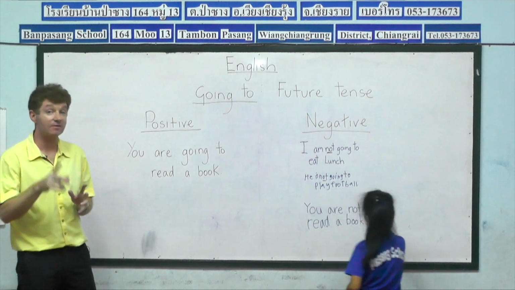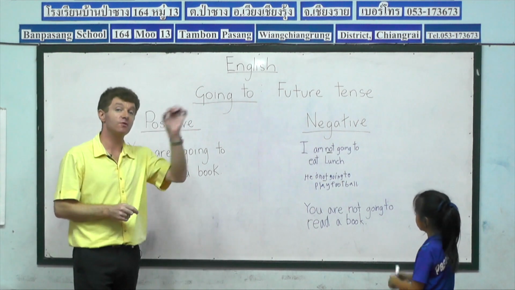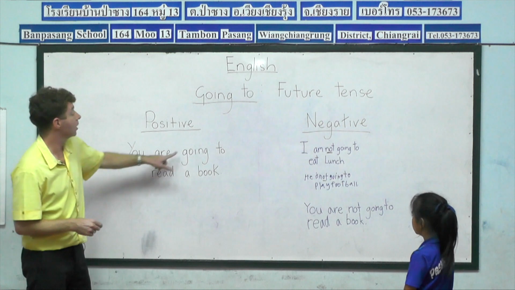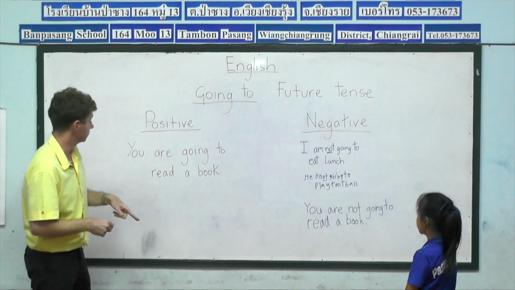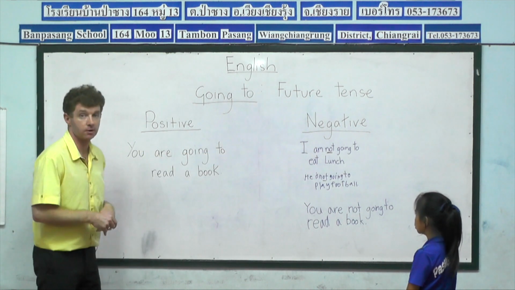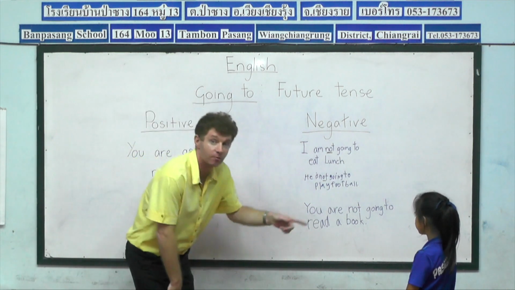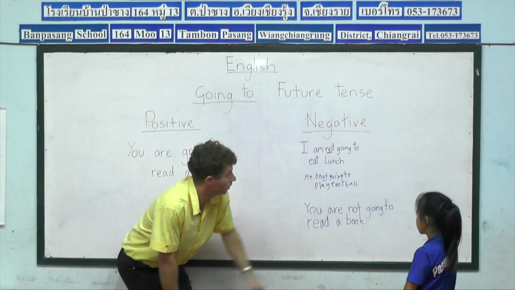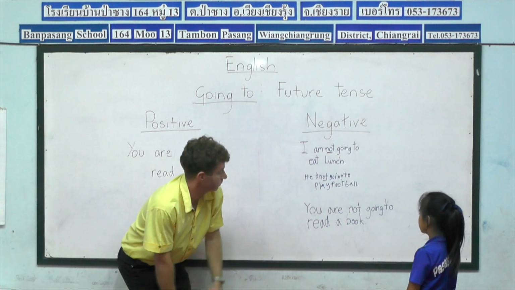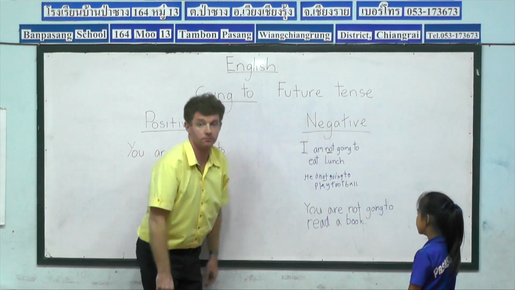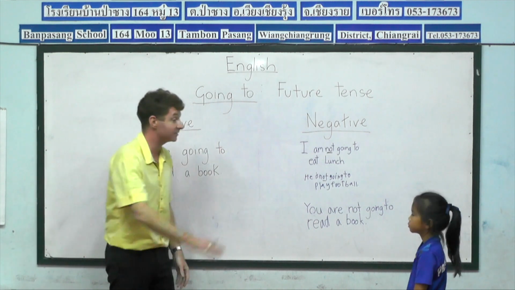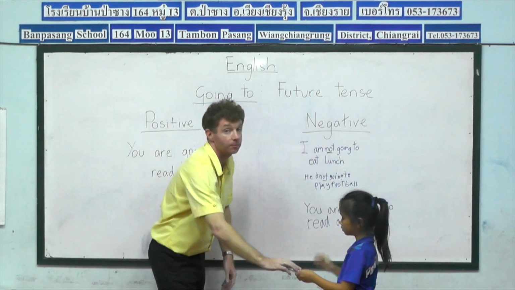So now let's practice saying together, positive, then negative. You are going to read a book. And then, as Preo has written, you are not going to read a book. Positive, negative. Preo, that was excellent. High five. Big round of applause for Preo.